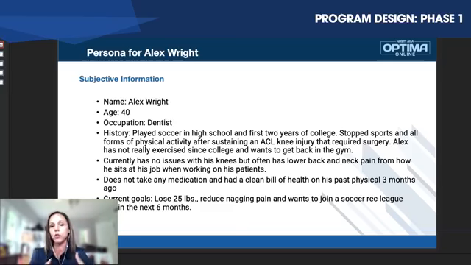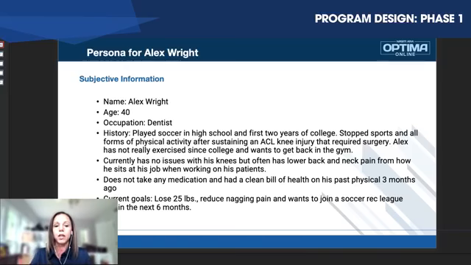He does play, or wants to get back into playing, recreational sports. Currently, he has no issues with his knees, but he does complain of lower back pain and neck pain. This is basically because, as a dentist, you want to think about the positions this individual has to be in and stay in for multiple hours throughout his day. He does not take any medication. He has a clean bill of health. He got a physical about 3 months ago, so that's how we know that.